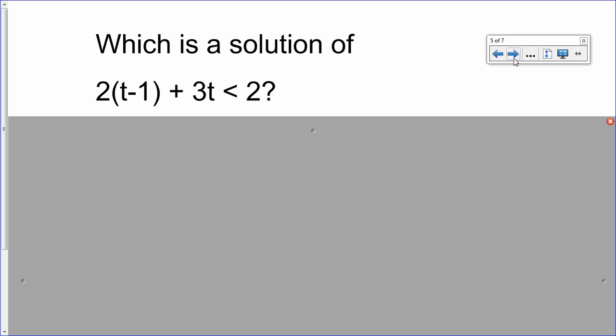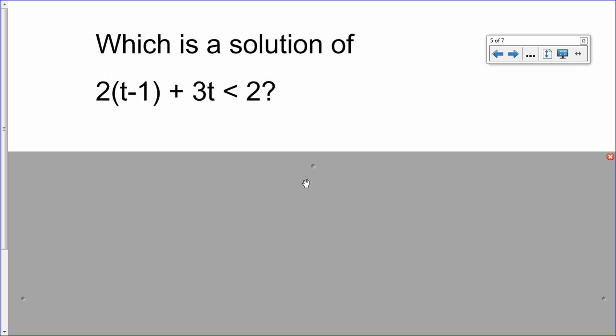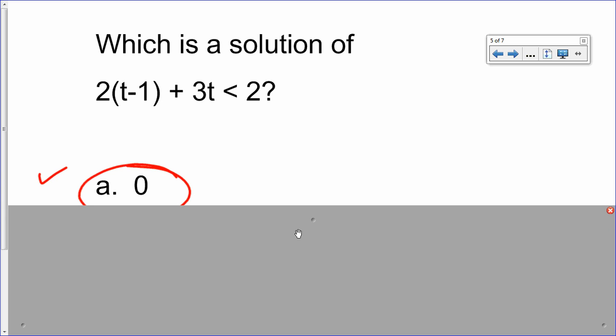What is the solution of 2 times t minus 1 plus 3t is less than 2? I'll give you a minute to work on this, so pause the tape and come back and see if you got the same answer. And you should have gotten 0 for this one.